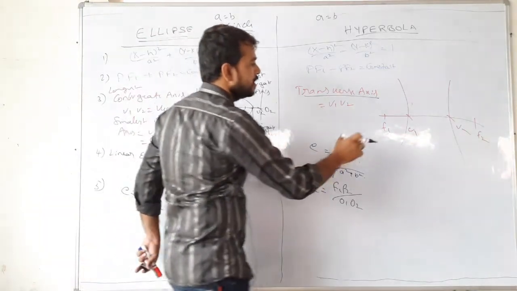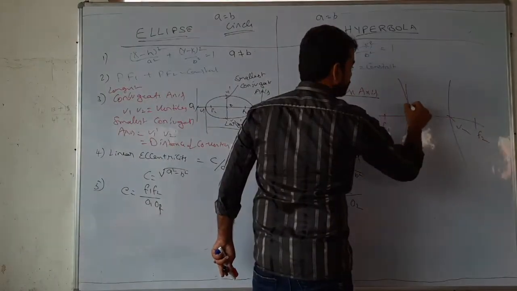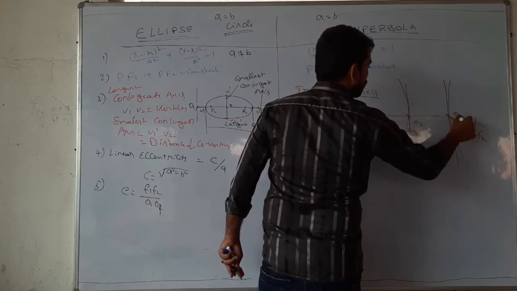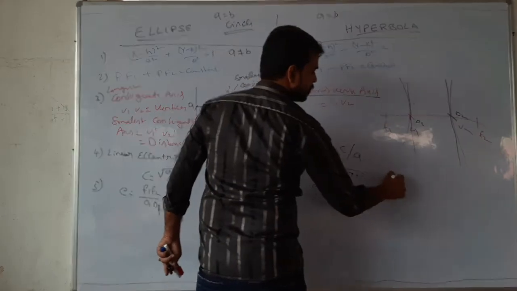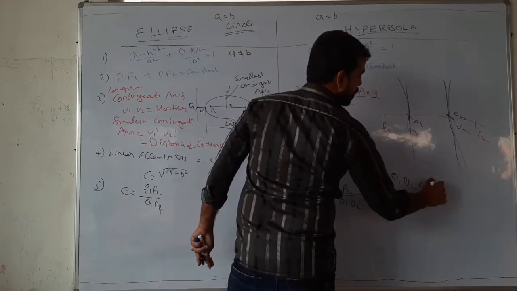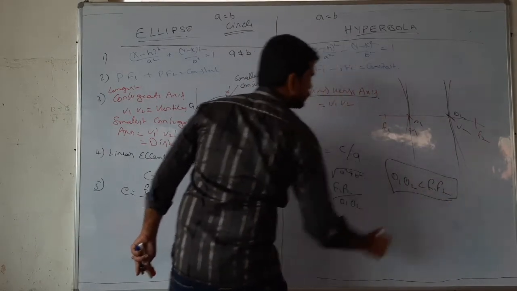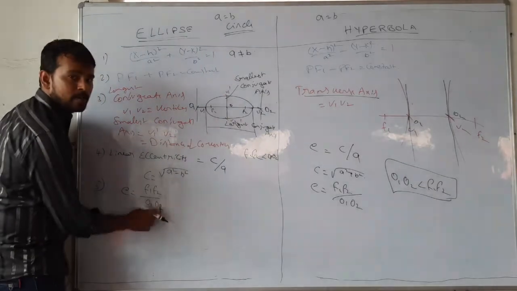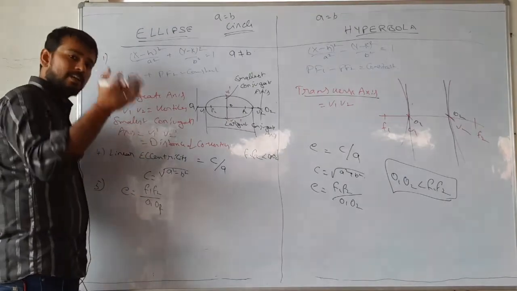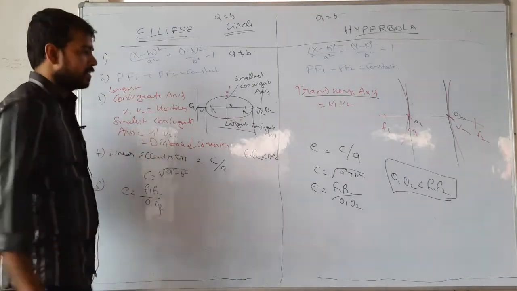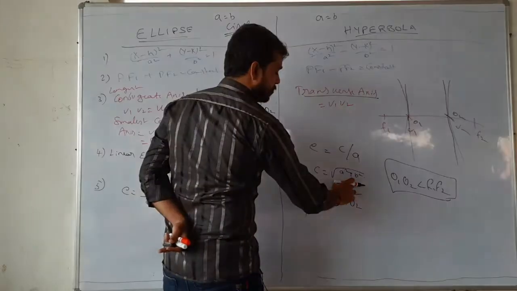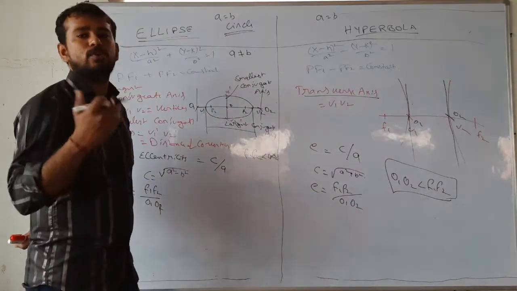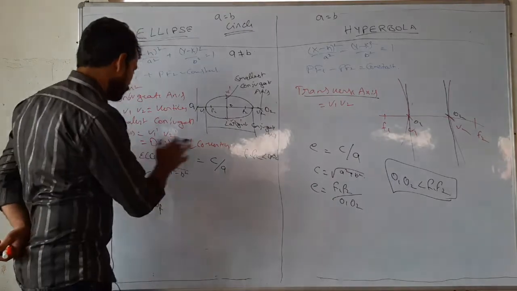But in hyperbola, see, these are the directrices. O1O2 is less than F1F2 here in hyperbola. So if you consider the lesser one divided by the bigger one, you will obviously get e less than 1. Here it is the bigger one divided by the smaller one, so you will get eccentricity more than 1. Okay, so this is how it should be.